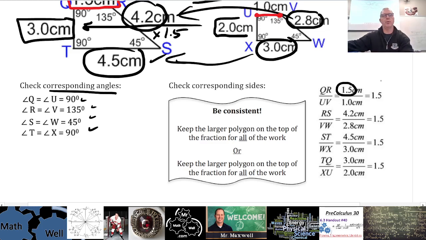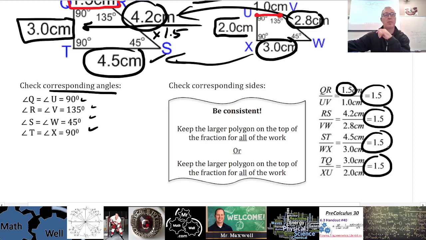Okay? So, question? I've seen that we have something like this to check corresponding sides, we do this and we all get the same answer. Yeah. If you check the corresponding sides just like they're shown here, then this should always be the same number. They should be proportional. Every side, yeah.